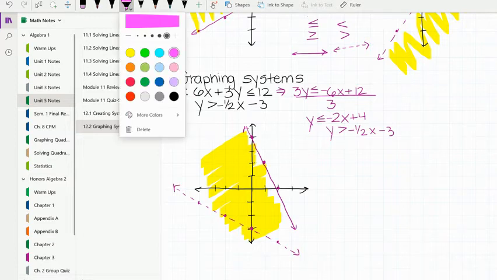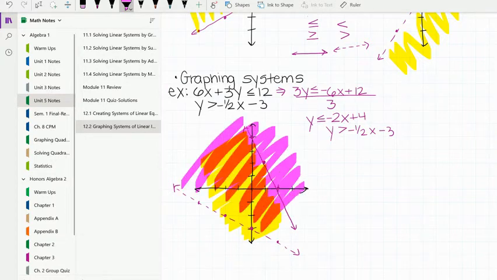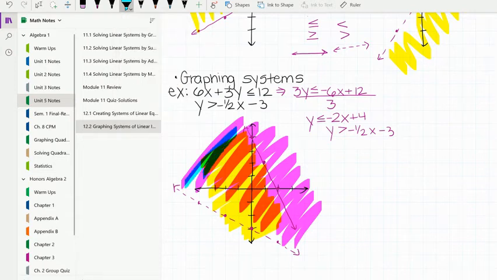So this time it is greater than, so we want to shade everything above. Obviously you'll notice that there is some overlap there. So this gets a little bit messy, but the answer is everything that's inside here. Anything that is inside, I usually call it the blob. Anything that's inside the blob is actually going to be a solution.